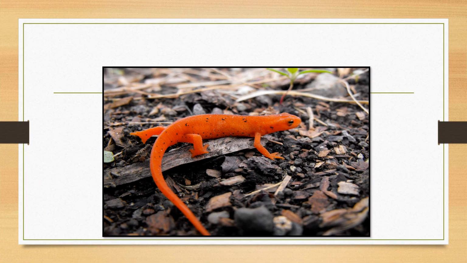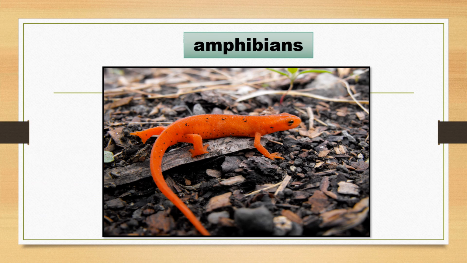What about this one? What is the name? It is a newt. Now, what is the classification of the vertebrates? Is it mammals, reptiles, or birds? What is the classification? It is amphibians, correct. So the newt is considered an amphibian.